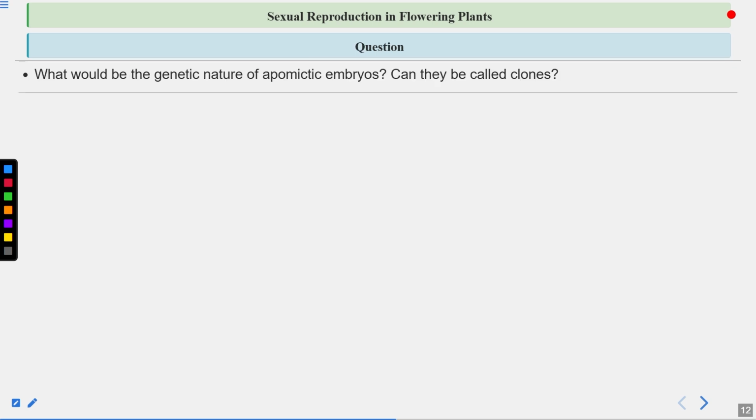So again, there is one question, and this is again an in-text question from your NCERT book. What would be the genetic nature of the apomictic seeds? Can they be called clones? So the question is, what is the genetic nature of the apomictic seeds, apomictic embryos, and can we call them clones? So let us see the answer to it.